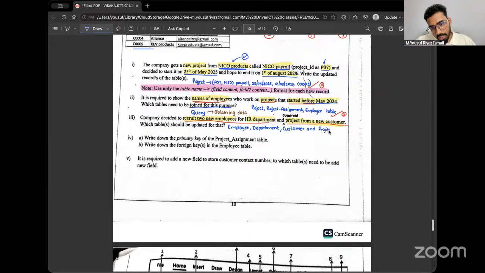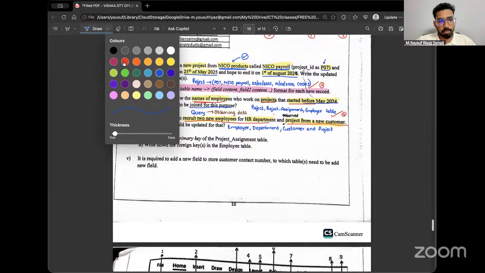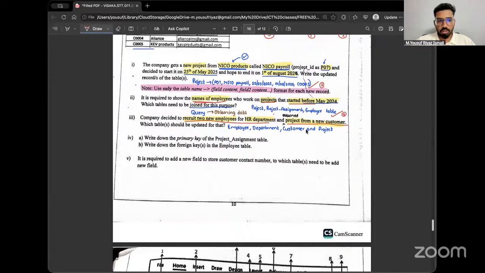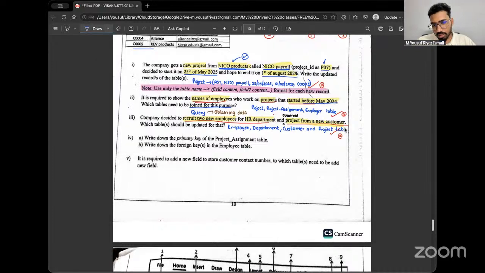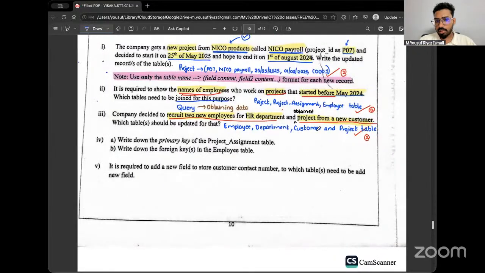So we had to update in total 4 tables to show the things they have mentioned in Roman number 2. So for Roman number 3, if you mention exactly only these 4 tables, you get 2 marks. If you mention any table extra or any table less, 0 marks. Exactly only these. Any questions, anyone?